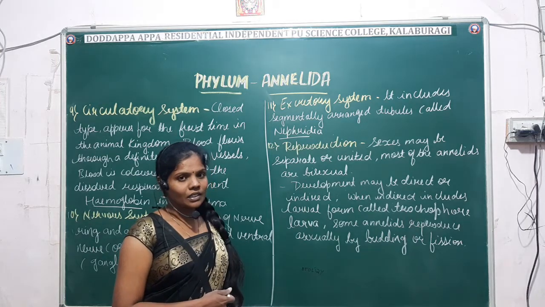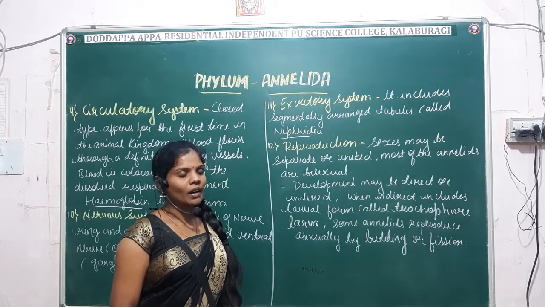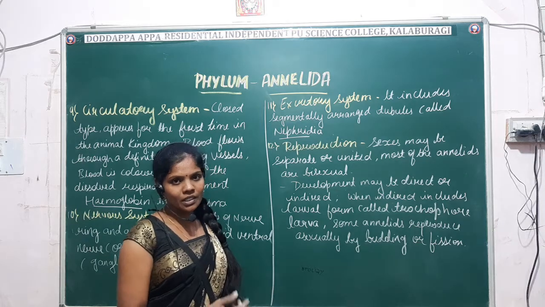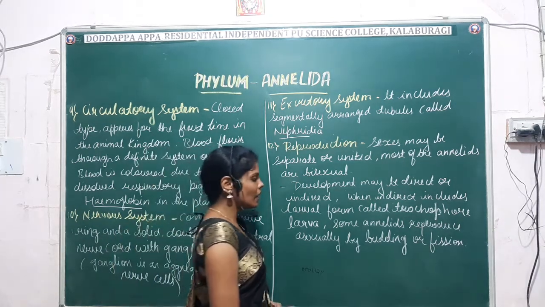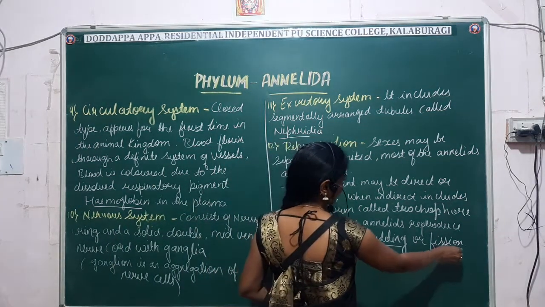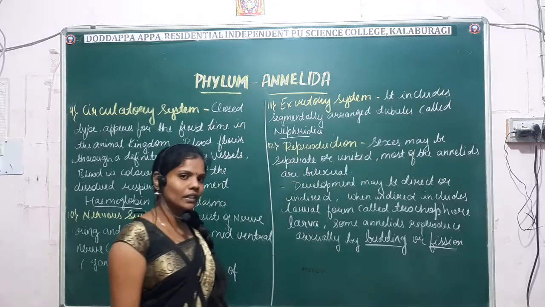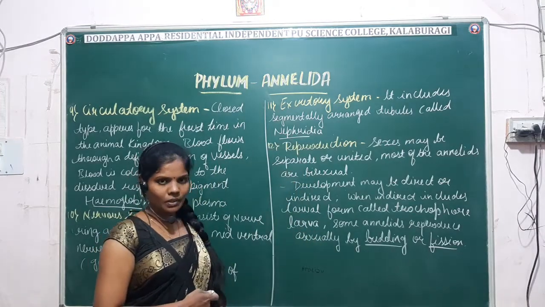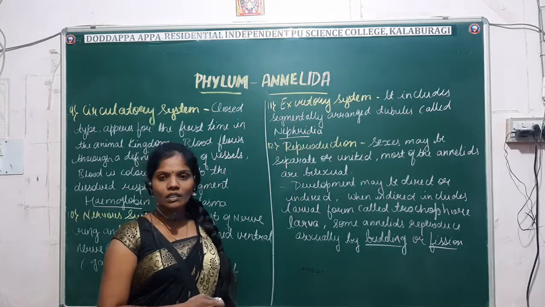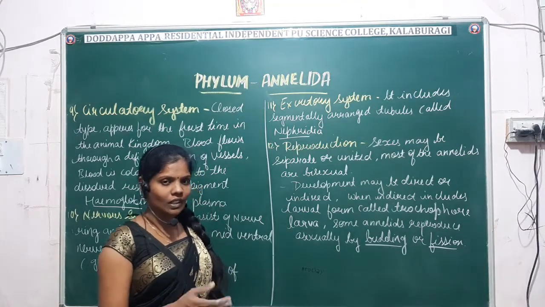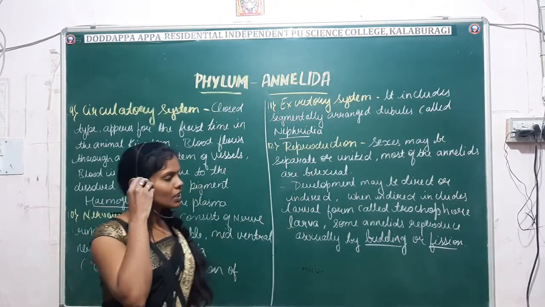But some annelids reproduce by asexual method. Asexual reproduction generally takes place by budding or fission. So these are the important characteristic features of the annelida. Once we have a glance, then we'll move on to the classification.